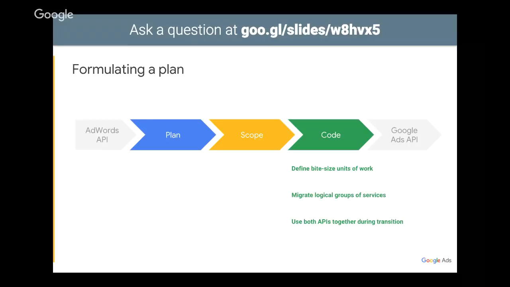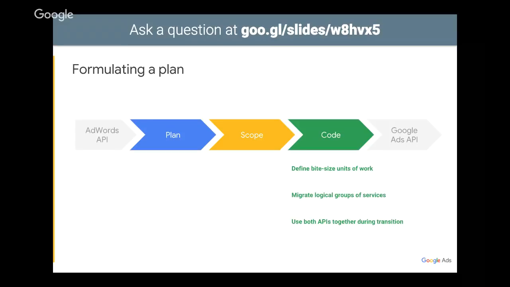And do this again in pieces. Define bite-sized units of work. Don't try to migrate your entire code base all at once. Instead, migrate logical groups of services together. So a concrete example is, for example, our ad campaigns. If you go into the code samples, one of our basic examples in all the client libraries is how to add a campaign to an existing Google Ads account.